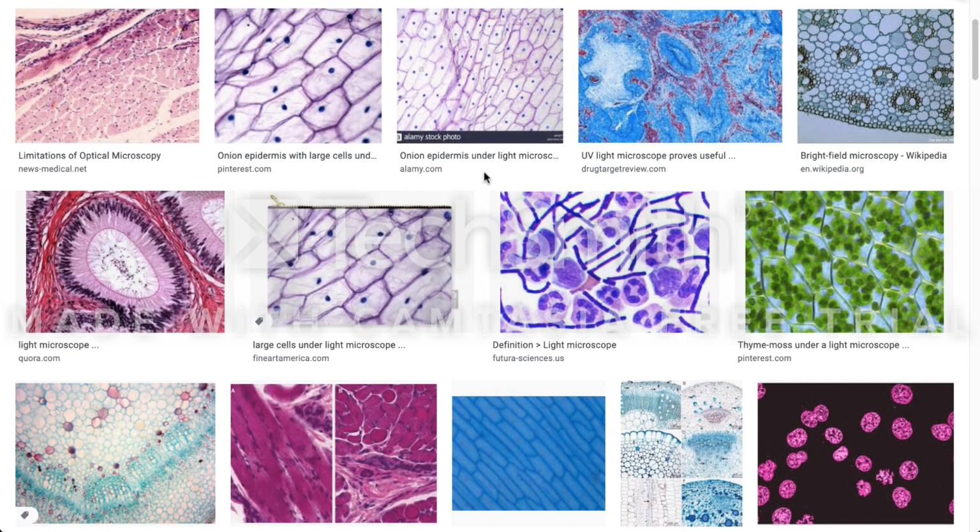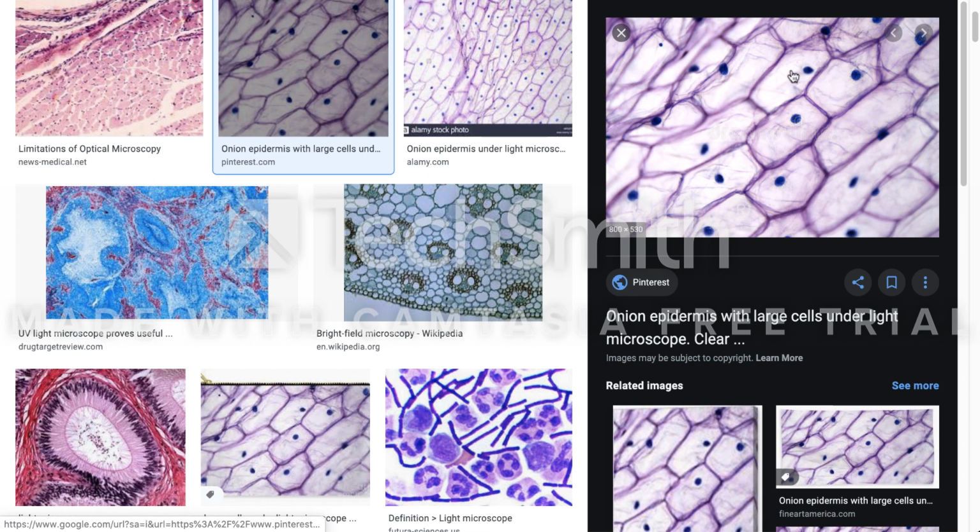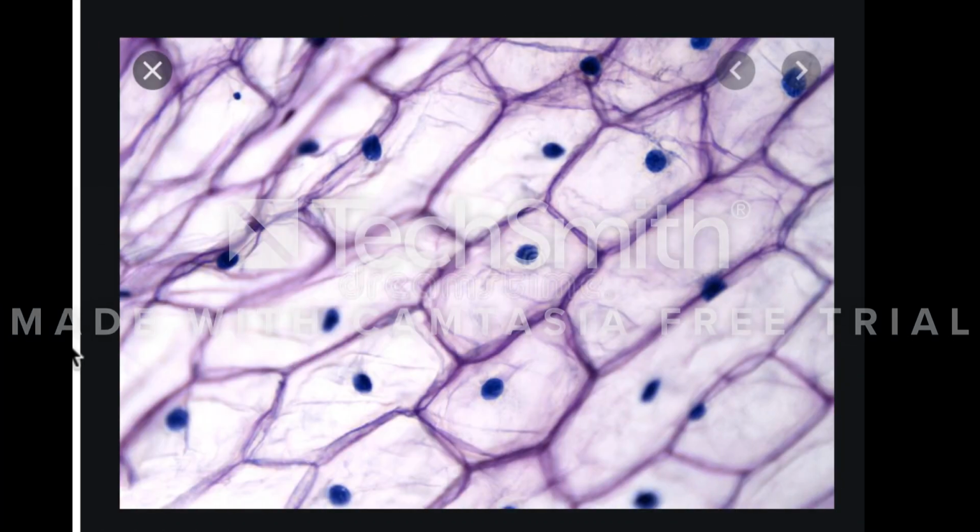And so just by looking at some of these, this is an onion cell right here. The stain that you use has a purple color, okay? And you can see each individual cell. Where the lines are, that's each cell, and the little dots inside, those are actually the nucleus, okay? So there's a reason why we stain certain things.